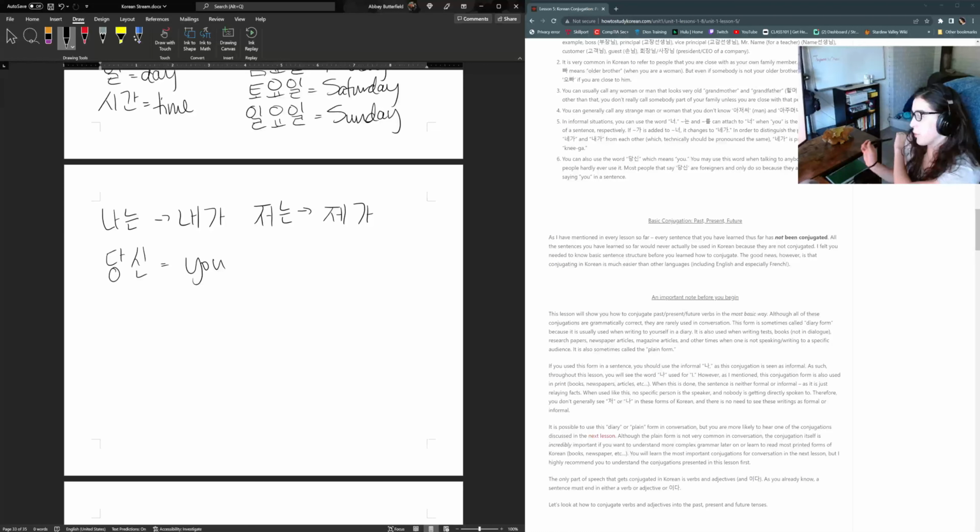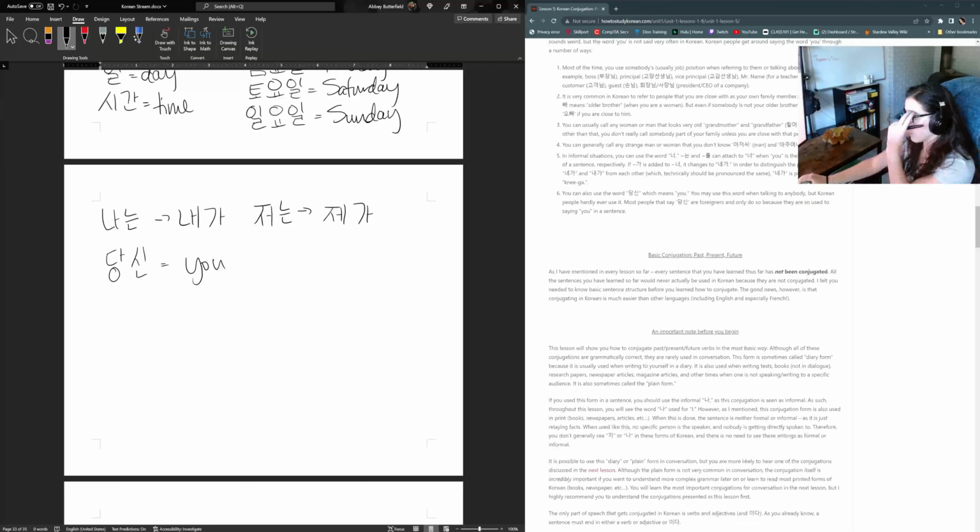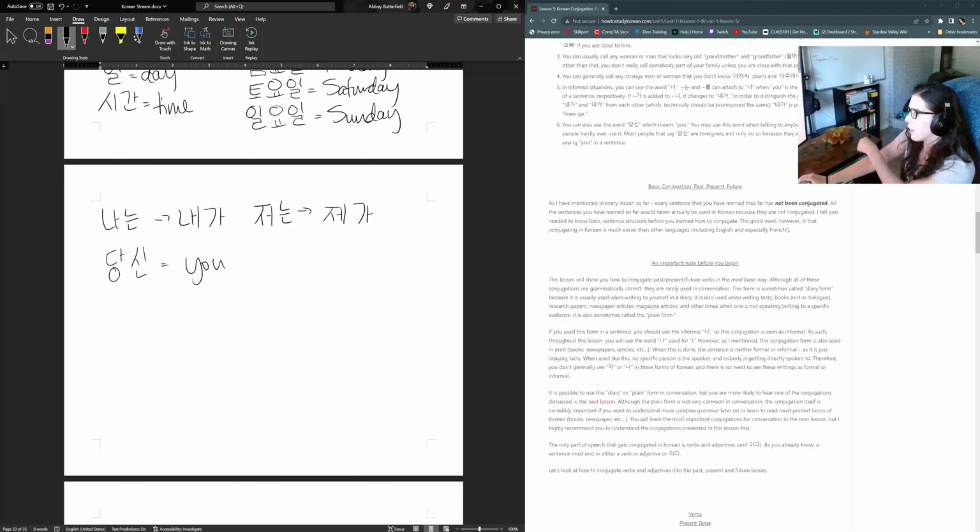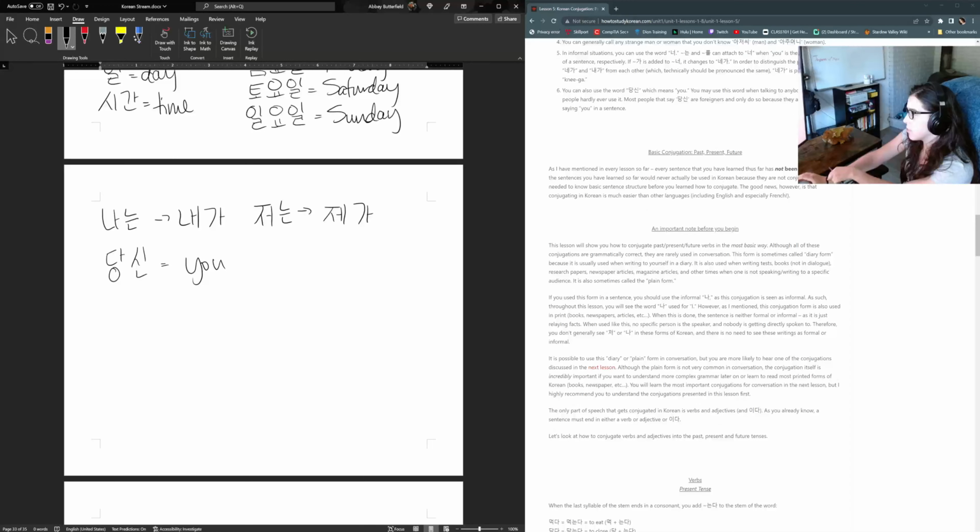An important note before you begin. This lesson will show you how to conjugate past, present, future verbs in the most basic way. Although all these conjugations are grammatically correct, they are rarely used in conversation. This form is sometimes called diary form because it's usually used when writing to yourself in a diary. It is also used when writing tests, books, research papers, newspaper articles, magazine articles, and other times when one is not speaking or writing to a specific audience. It is also sometimes called the plain form.